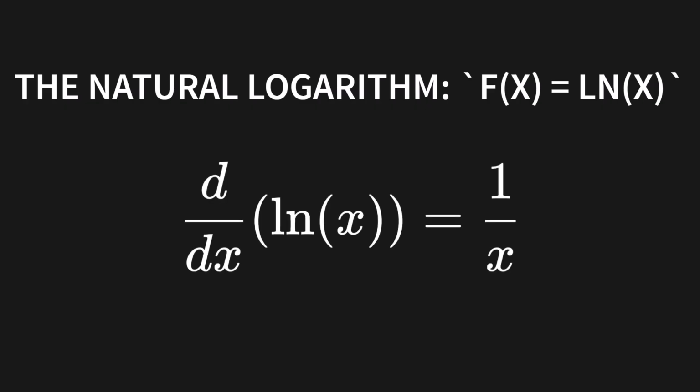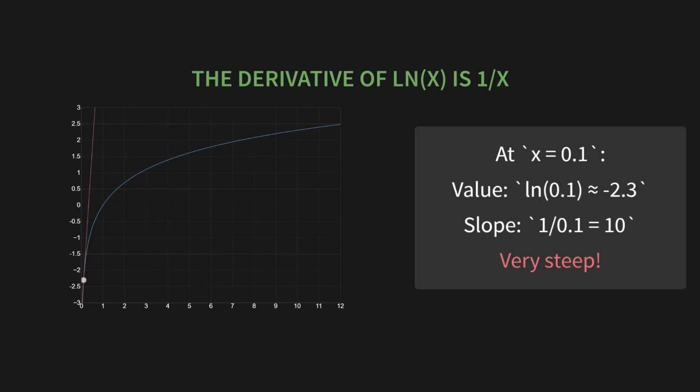Next up, its inverse, the natural logarithm. F of x equals ln of x. Its derivative is beautifully simple. The derivative with respect to x of the natural log of x is 1 over x. Let's build the intuition for this one too. We'll trace the graph of the natural logarithm of x. First, let's check a point close to 0, like x equals 0.1. The value, ln of 0.1, is about negative 2.3. But the slope is 1 over 0.1, which is 10.